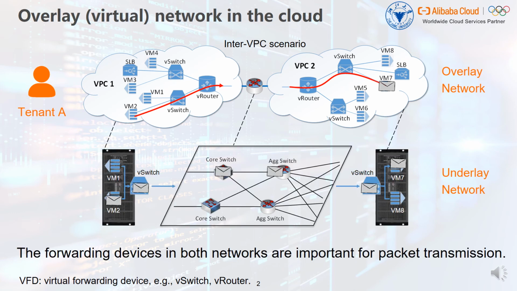Actually, the packets in virtual production flows are transmitted from server to server by the underlying physical network. Inside the server, VFDs are responsible for data exchange in the overlay network. The forwarding devices in both networks are important for packet transmission.